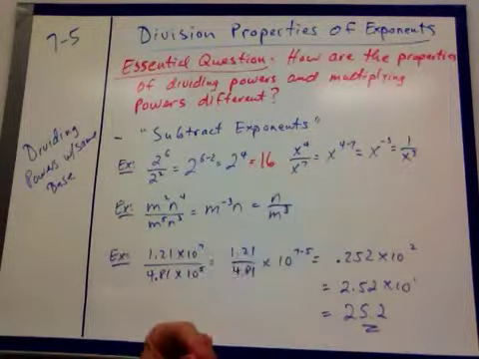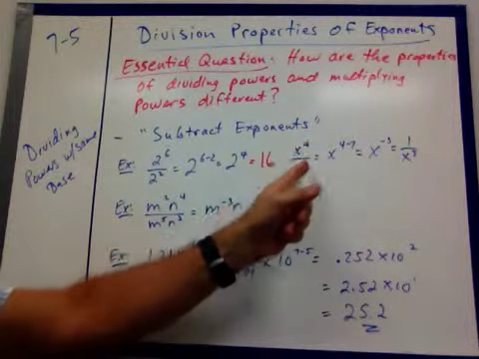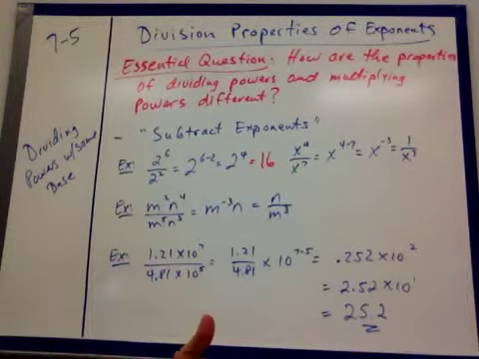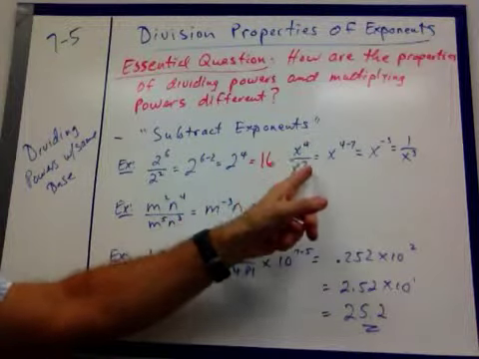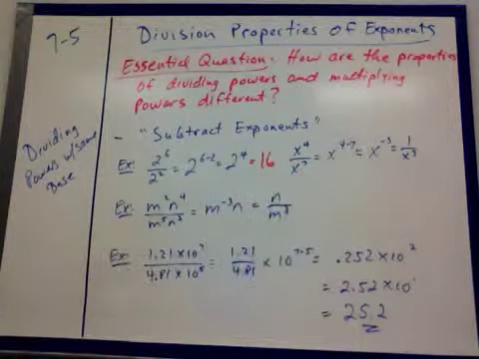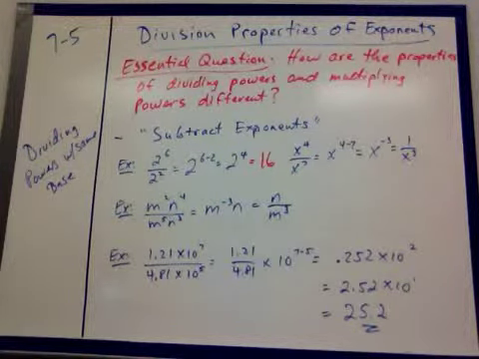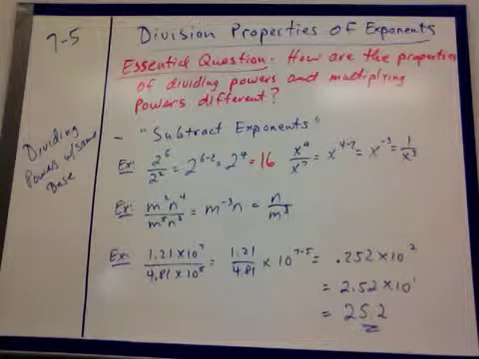4 minus 7, here's a good point here. It's always the top minus the bottom. It's not the bigger minus the smaller. Okay? So it's 4 minus 7, get x to the negative 3. We don't like negative exponents, so we put 1 over x to the 3.